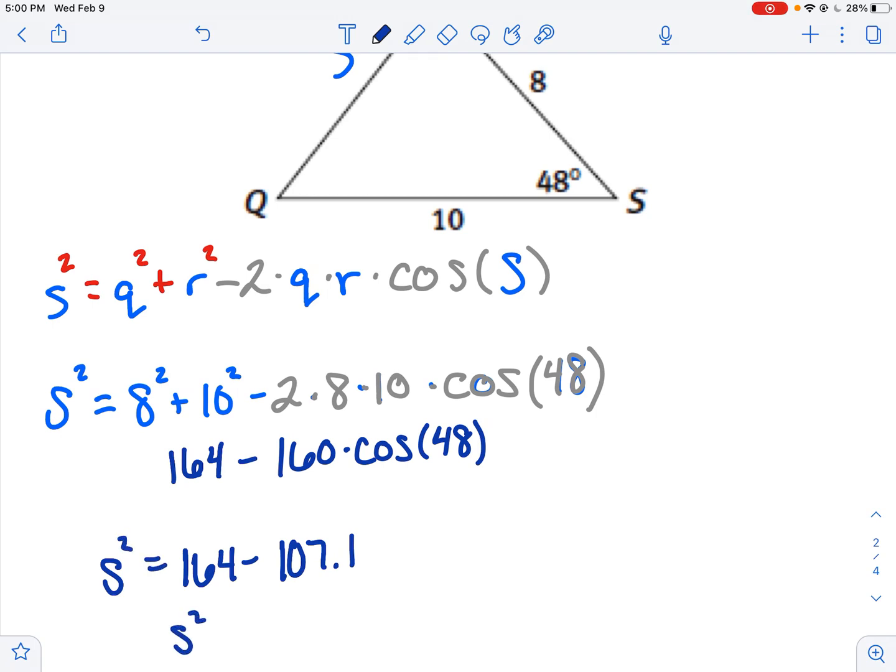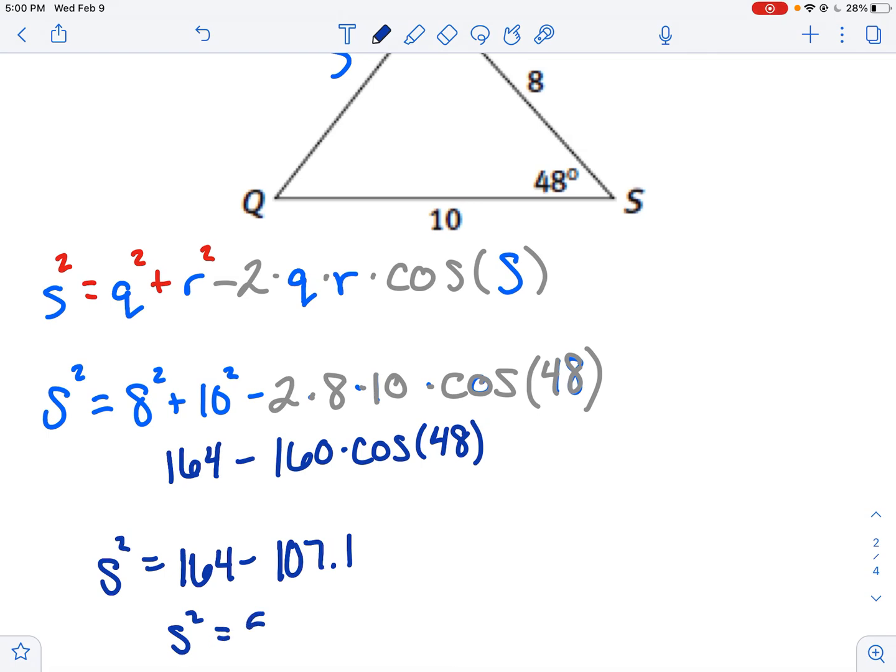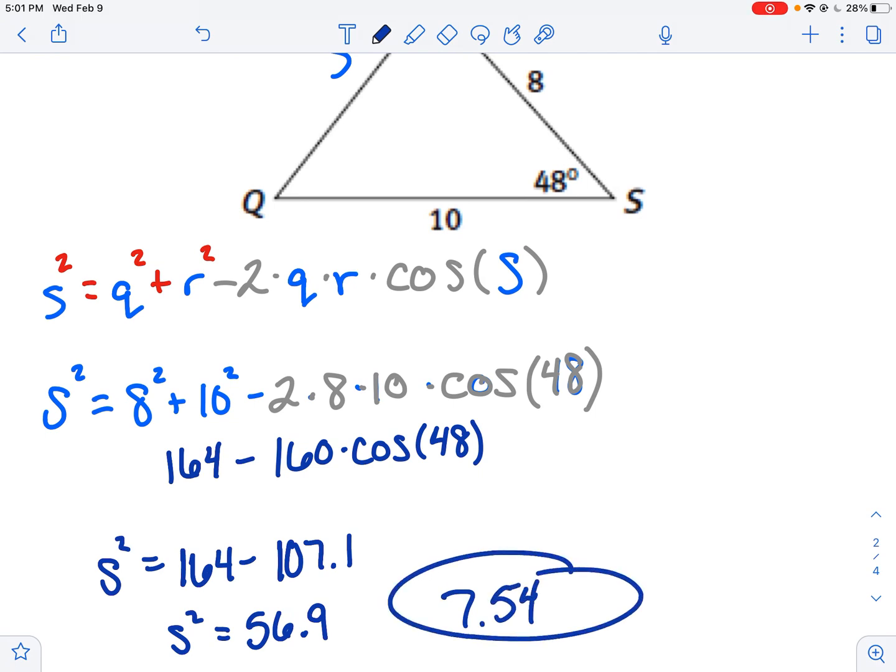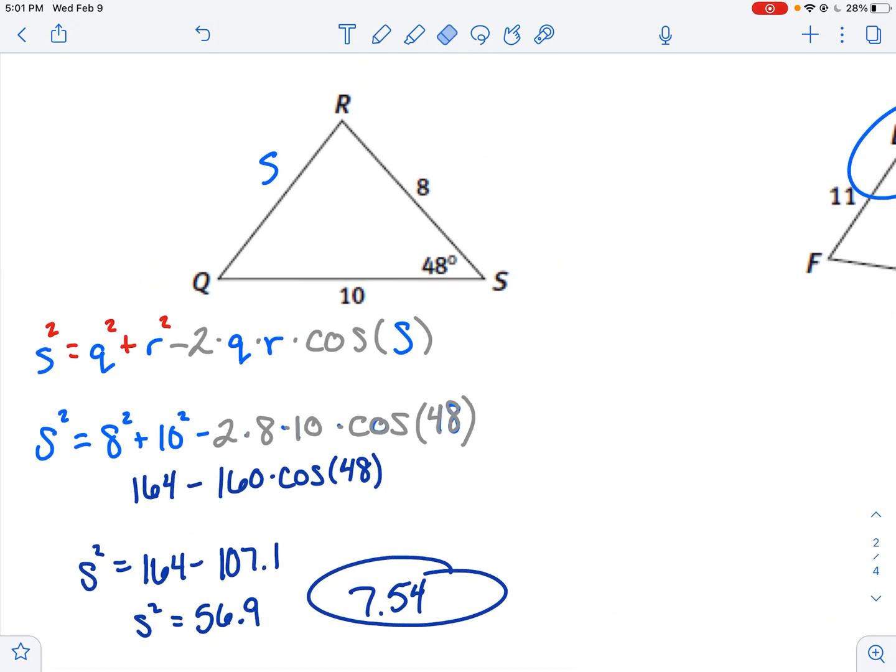So S squared would be equal to 56.9. And then to undo the square, I would square root that. So the square root of 56.9, and I would get 7.54 for S. So this side length would be 7.54.